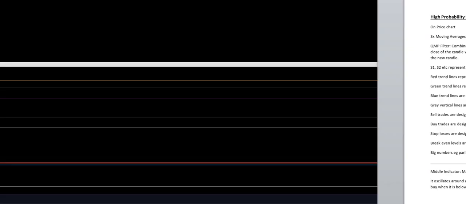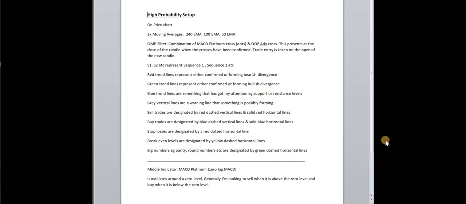First up, you're going to see a lot of lines, a lot of different colors, different indicators, etc. on my charts. Now, this is just a Word document that explains what all the different colors are, what the different indicators are. So you can pause the video, have a read of that, or take a screenshot. I normally explain how things are going anyway, so it's pretty clear once you see the charts.